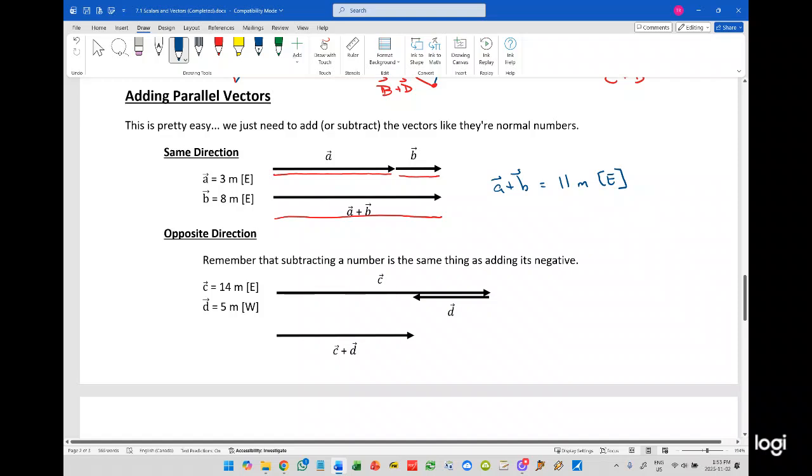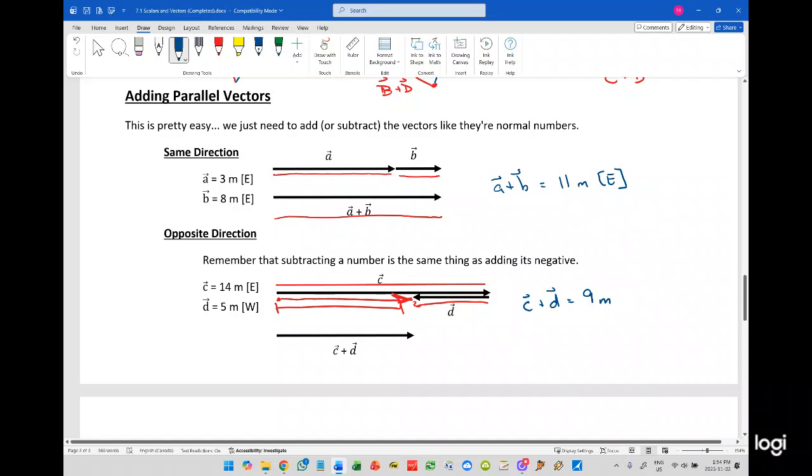And if the two vectors happen to be in opposite directions to each other, they're still parallel, but heading in opposite directions. This is a lot like taking a number and then adding a negative. So instead of subtracting a value, what we're really doing is adding a negative, and we're saying our first vector went 14 east, and then we came back 5 west. So the difference is here. We're starting here, ending down there. And the length of that vector is going to be 14 minus 5 is 9. So C plus D is 9 meters.